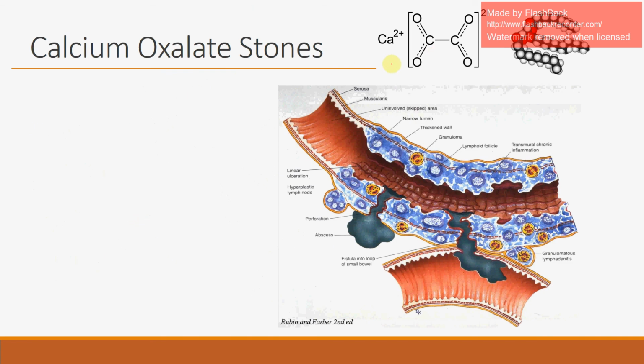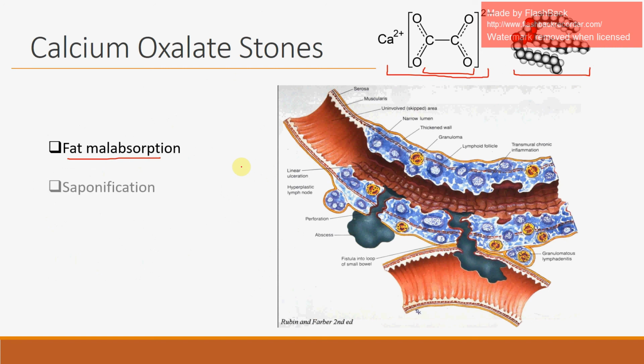So right here we just see there's a calcium, and there's also oxalate right here, and here's some fat molecule, right? So this all ties back to the hallmark of transmural inflammation in Crohn's disease leading to fat malabsorption, right? So as you can imagine, if fat is being malabsorbed, that means it basically has to stay in the ileum rather than being reabsorbed back into the blood, right?